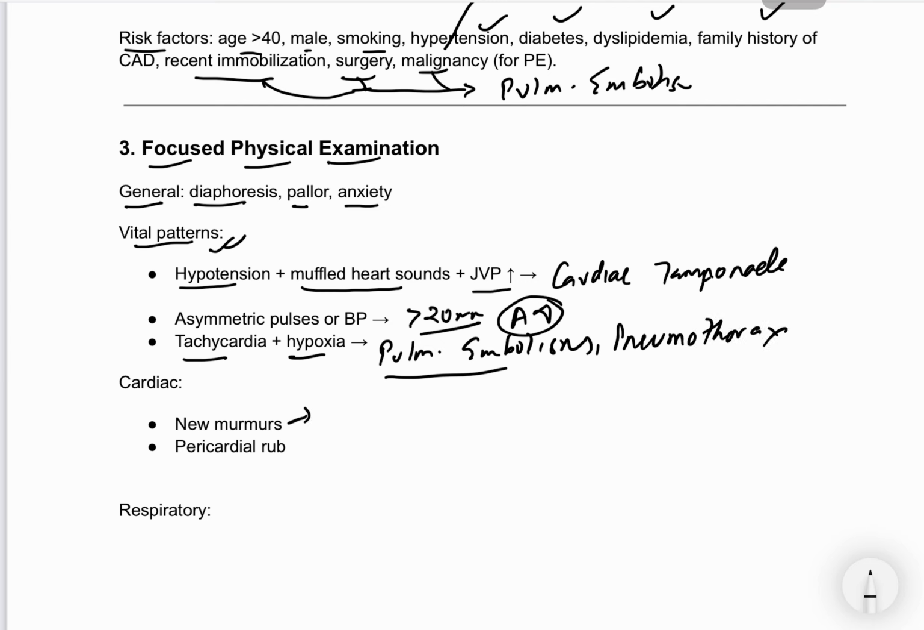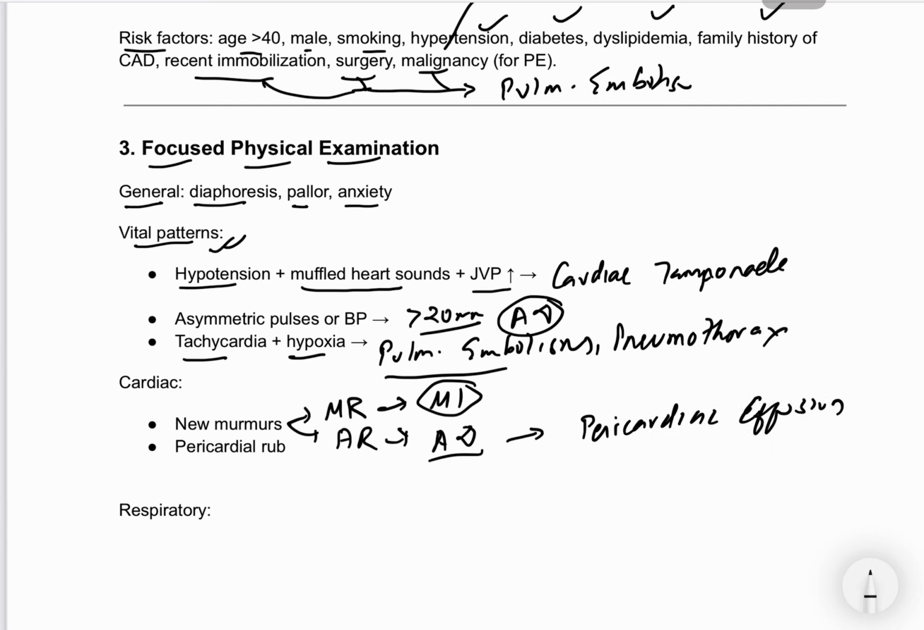New murmur: like in MR, new MR can be there in MI, because of rupture of the papillary muscles or papillary muscle dysfunction. And new AR can be there in aortic dissection. In aortic dissection, the flap might reach the aortic root, and after it reaches the aortic root, it can also cause pericardial effusion. Pericardial rub is basically seen in pericarditis.